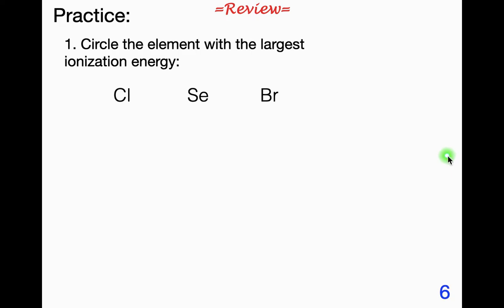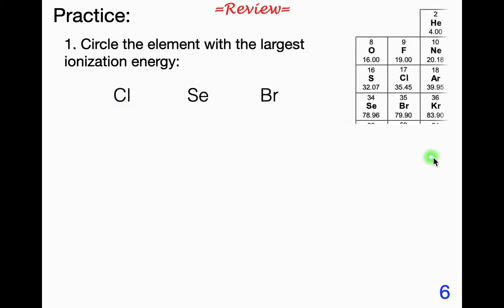All right, let's do some practice. Circle the element with the largest ionization energy. So for this, we want to look at the periodic table. Now, you're not going to be just given 3 random elements. These are fairly close to each other, and they're right next to each other, actually. Okay, so selenium, bromine, and chlorine.